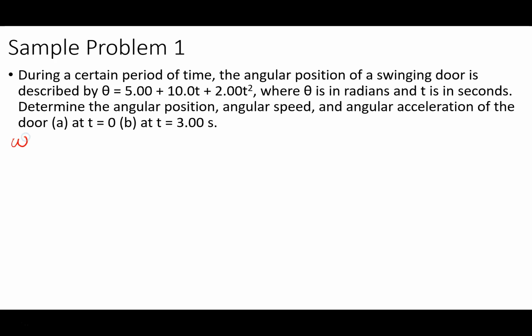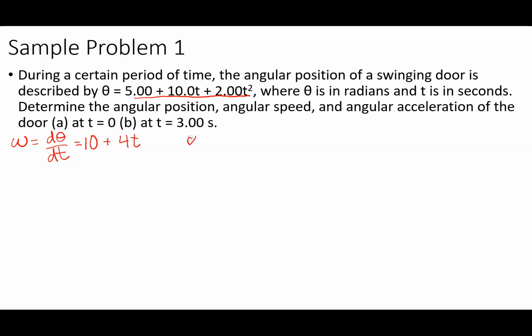So the angular velocity is equal to the first derivative of the angular displacement, which is going to equal the derivative of this expression here. So the derivative of 5 is 0, the derivative of 10t is 10, and the derivative of 2t squared, use the power rule, so it's 2 times 2, and then t, so plus 4t. That's our expression for angular speed.